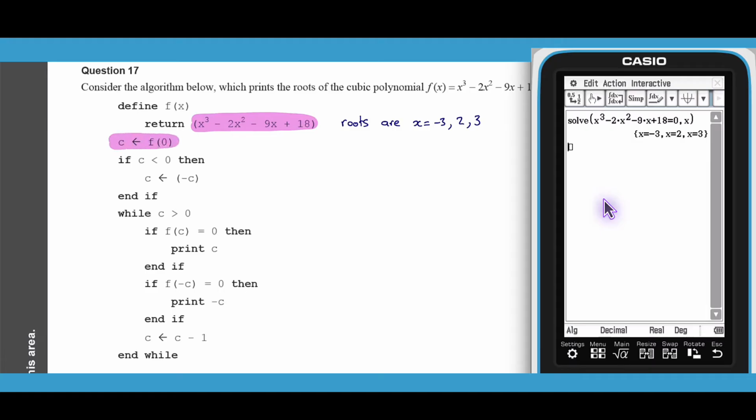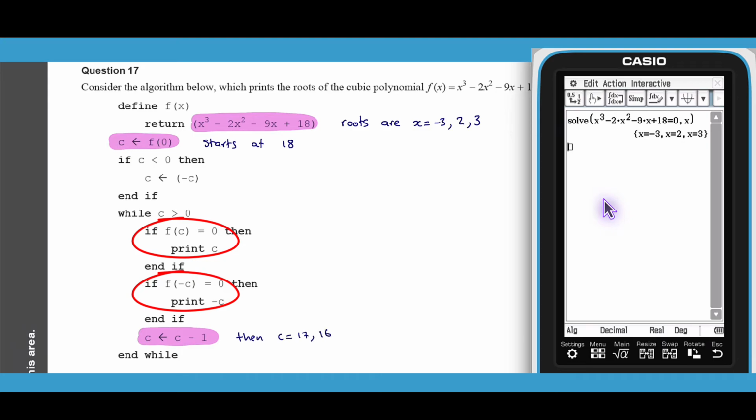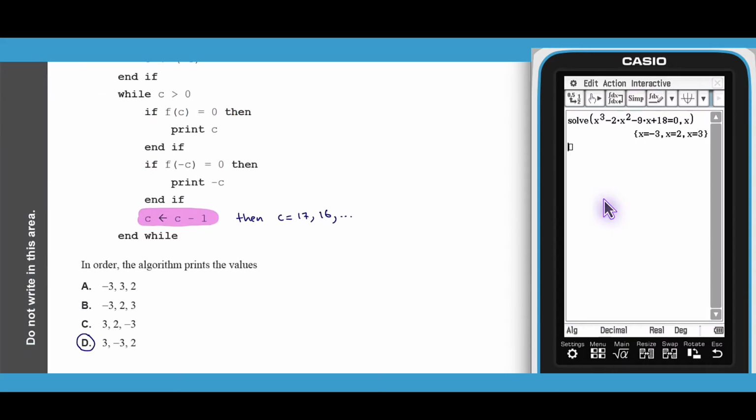The third line of code tells us that the value of c starts at f of 0, which in this case is 18. It then checks if c or negative c is a root of f of x. The 14th line tells us that the code then moves to c minus 1, which means it will then check 17 and negative 17, 16 and negative 16, and so on. As a result, the first root it will find is 3, and then negative 3, and then 2. And so the answer is D.